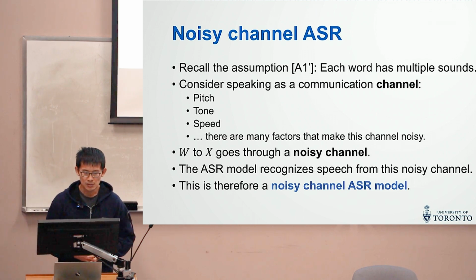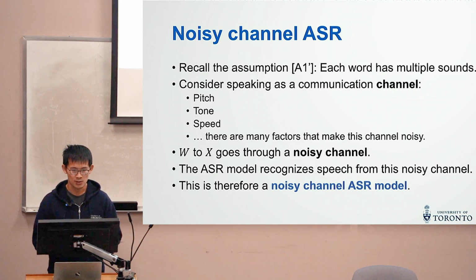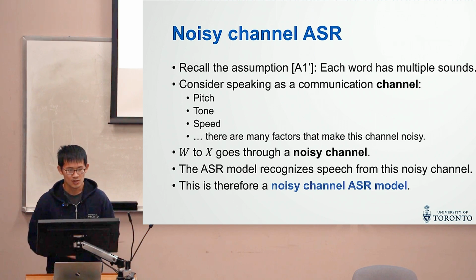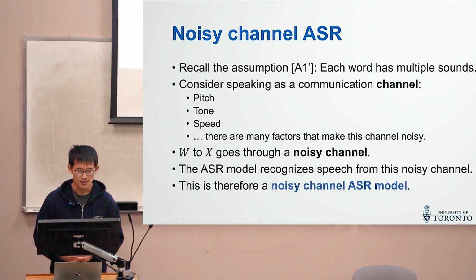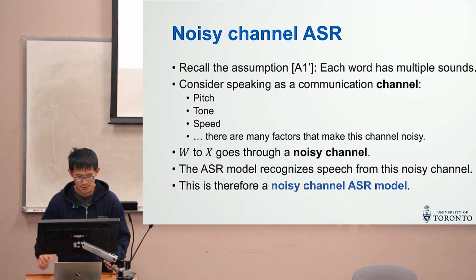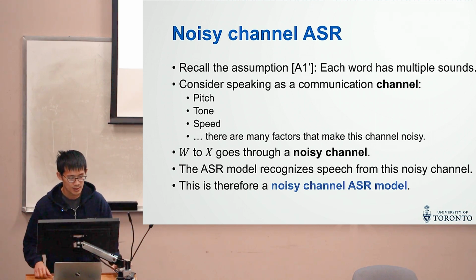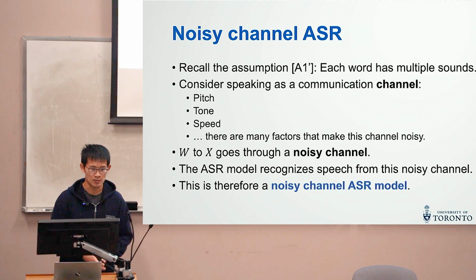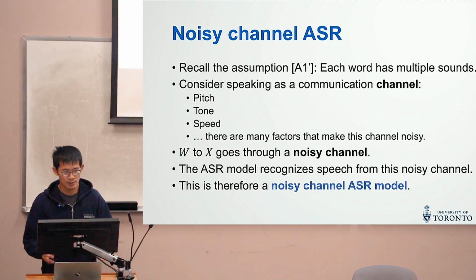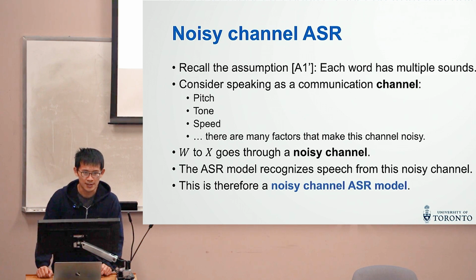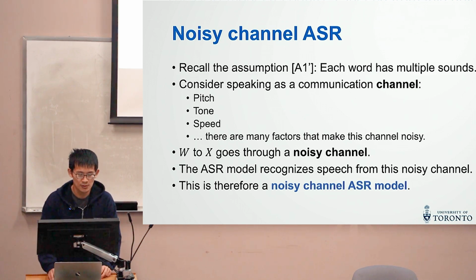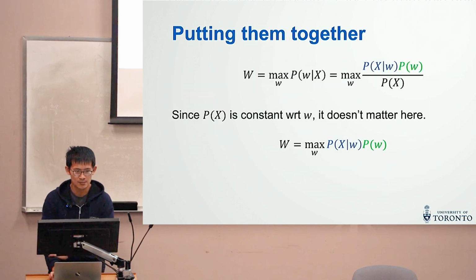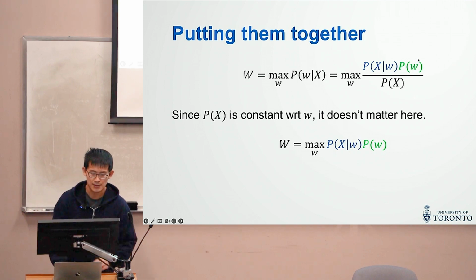By noisy, I mean that each word could correspond to multiple sounds. The process of generating a sound based on the word goes through a noisy channel, so this process is noisy. The speech recognition model needs to reverse this noisy channel and infer the word based on the noisy sound. This is why this model is called a noisy channel ASR model. When talking about the noisy channel ASR model, people usually refer to the model that can be computed by the Bayes rule.